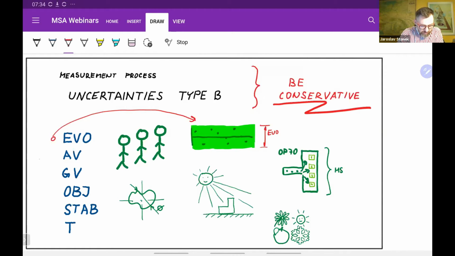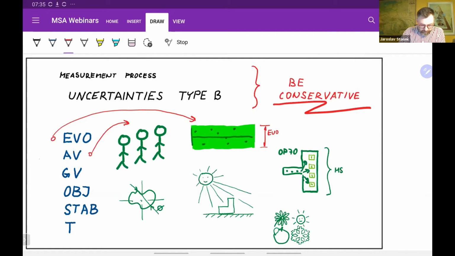The next one, very popular, is the appraiser variation. And that is how the measuring device will perform when we use different people. And again, it is the bit of the region the measurements would scatter about if there are different people using the measuring device.